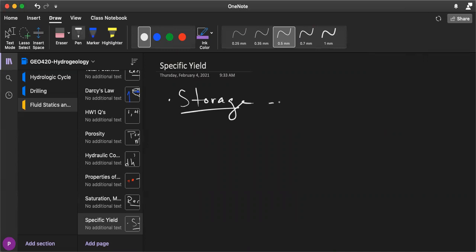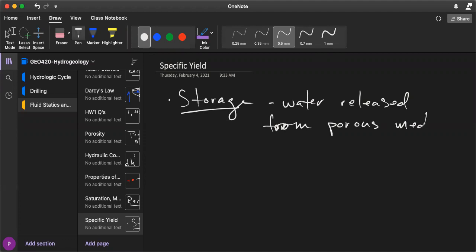But think about storage as basically the water released from a porous media. This is our first intro to it. We're going to talk a lot about storage because there are other forms of storage and more specific ways to define it. But for our first intro, just think, well, this is the amount of water I can get out of a porous media. So let's just think about this.